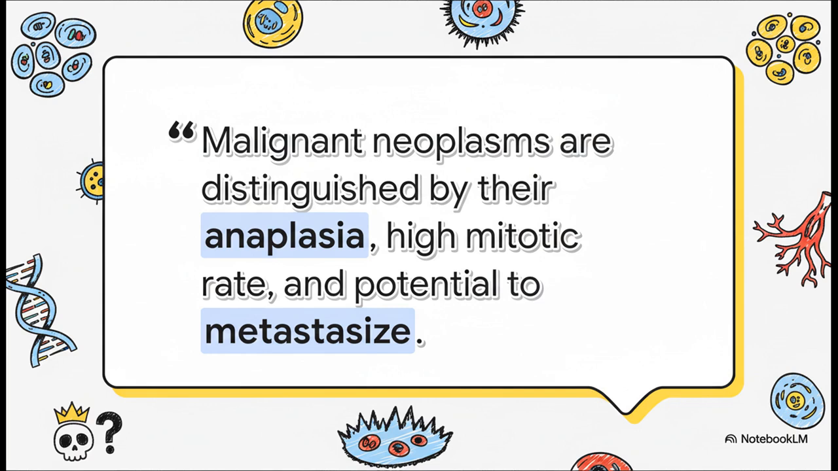Neoplasia is abnormal tissue growth that's uncontrolled and persists. Malignant neoplasms are distinguished from benign ones by their anaplasia, their high mitotic rate, and their potential to invade and metastasize. Carcinogenesis is a multi-step process that involves mutations in key genes like TP53 and KRAS, and it's often driven by carcinogens. The diagnosis relies on identifying cytologic hallmarks like pleomorphism and hyperchromasia, while staging with the TNM system is what determines the extent of spread and helps guide treatment.